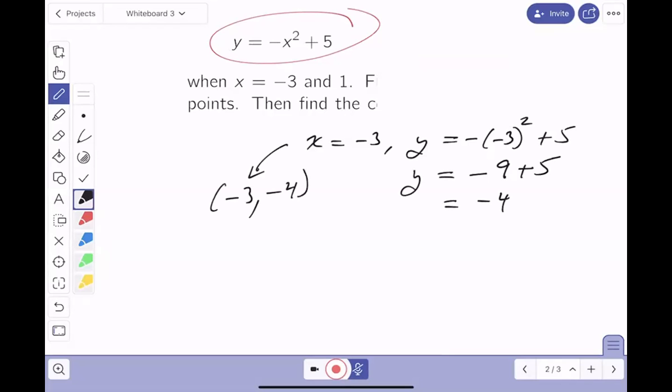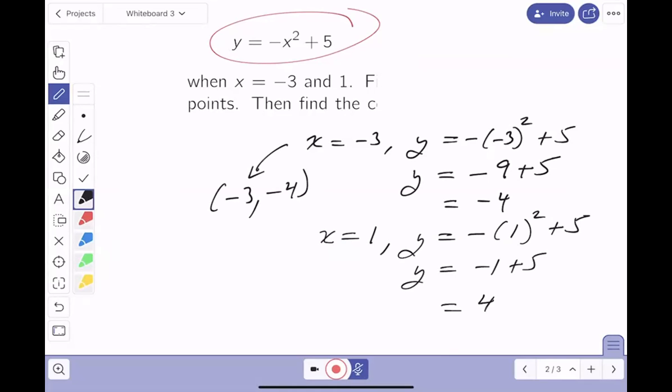Let's do the other ordered pair. What is it going to be? X equals 1. What's Y? Y is equal to minus something squared plus 5. What's X? It's 1. So what do you get? Y equals minus 1 plus 5, which is 4. Let's write that down. 1, 4.